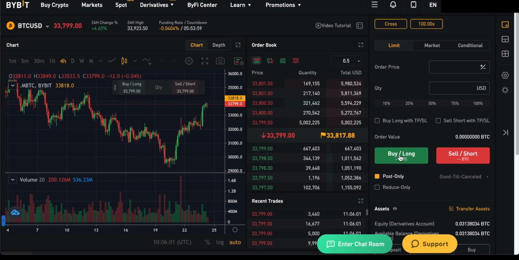This is called buying or going long, so we're betting on the price going up, or if you want to bet on the price falling, you can sell or short. So you can do both of those things when you're trading futures.